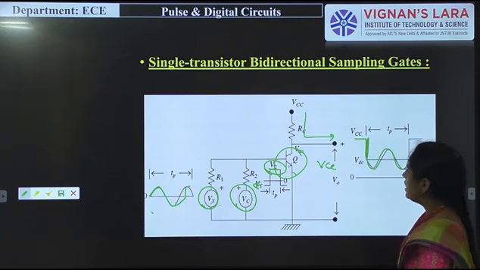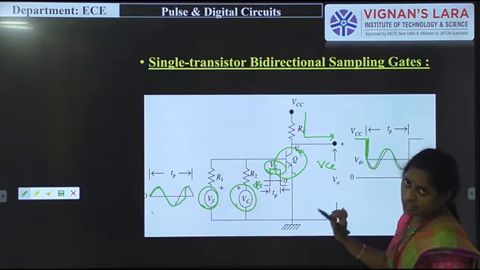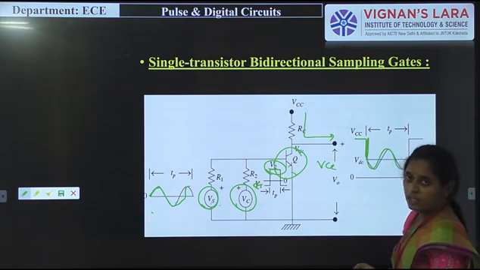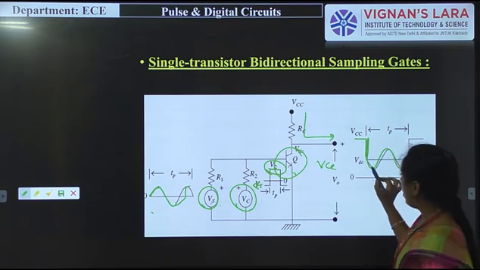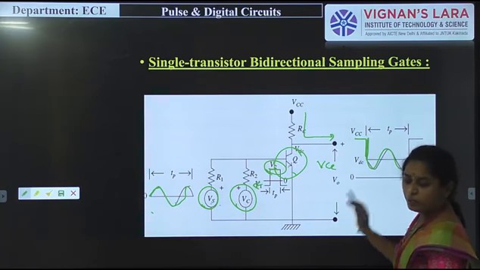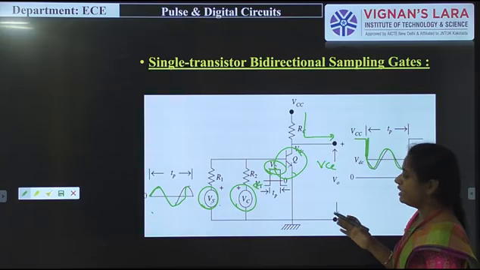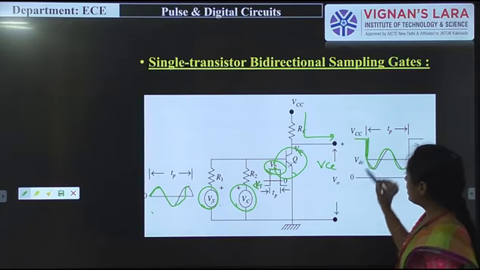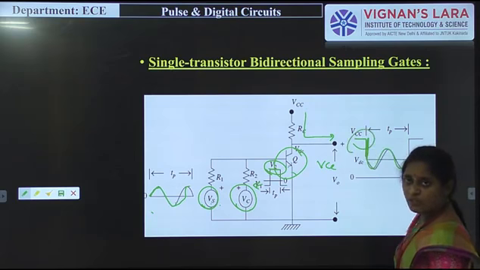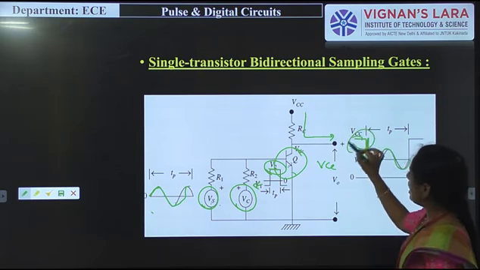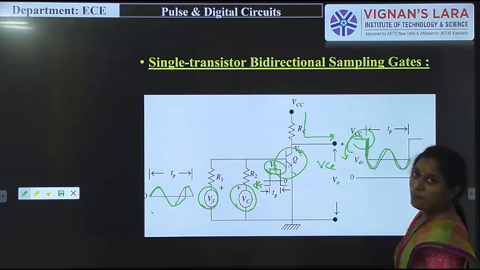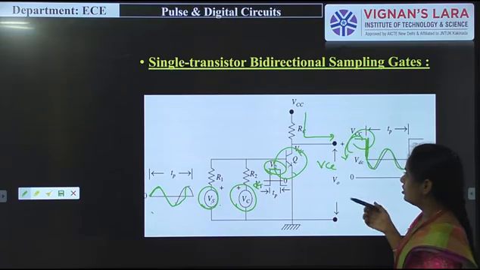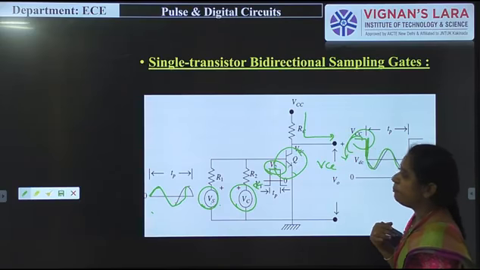At the same time, here the output is either the input signal or no output is produced. At a particular interval of time the output will be VCC, the output will be the input signal, and at the remaining time the output will generally be zero. But here there is a chance of producing a VCC signal. These unwanted signals are generally known as pedestal.